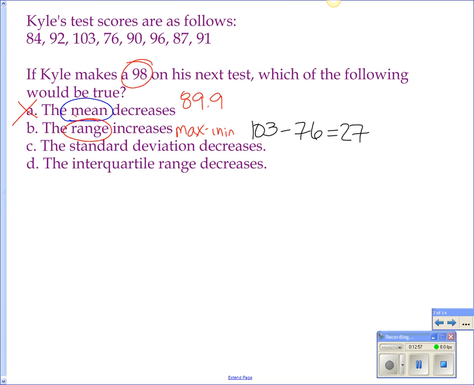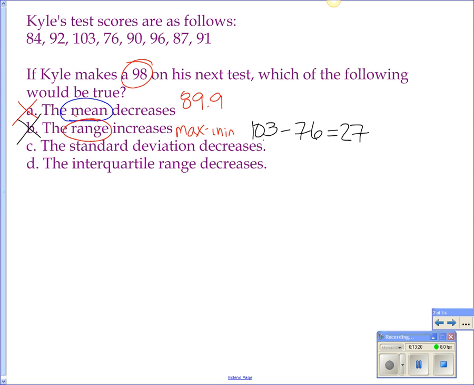Okay, so guys, you've got to think. If I add 98 into this list of numbers, does 98 change the maximum? Does 98 change the minimum? No. So would the range increase? No, the range would actually stay the same. So it can't be B.